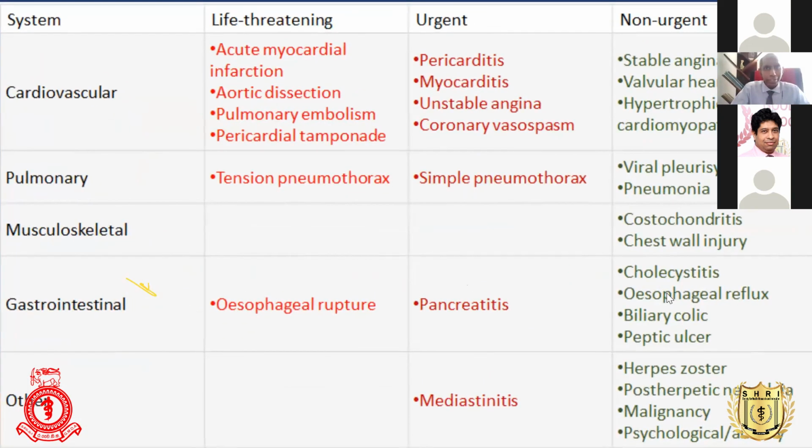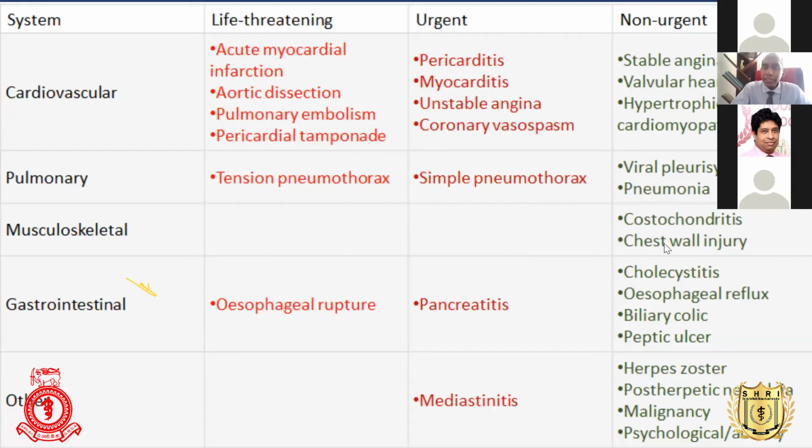I'm not going to talk about all these pathologies, but have an idea that other than these critical illnesses, there are some specific conditions we need to address. Simple pneumonia may not be life-threatening, but that has to be addressed. Pericarditis without tamponade, yes. Unstable angina, yes. And pancreatitis. Those are very important causes to identify.